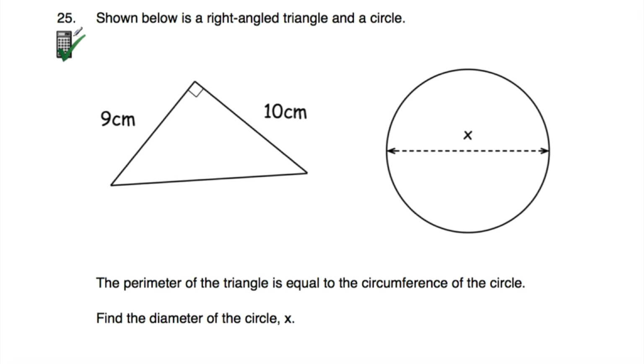Okay, let's have a look at question number 25. So question number 25 says, shown below is a right angle triangle. So we've got our right angle triangle, and it's got the right angle at the top. That means that the hypotenuse, the longest side, would be the side opposite it. In this case, it would be the base. So that's the hypotenuse, the longest side of that right angle triangle.